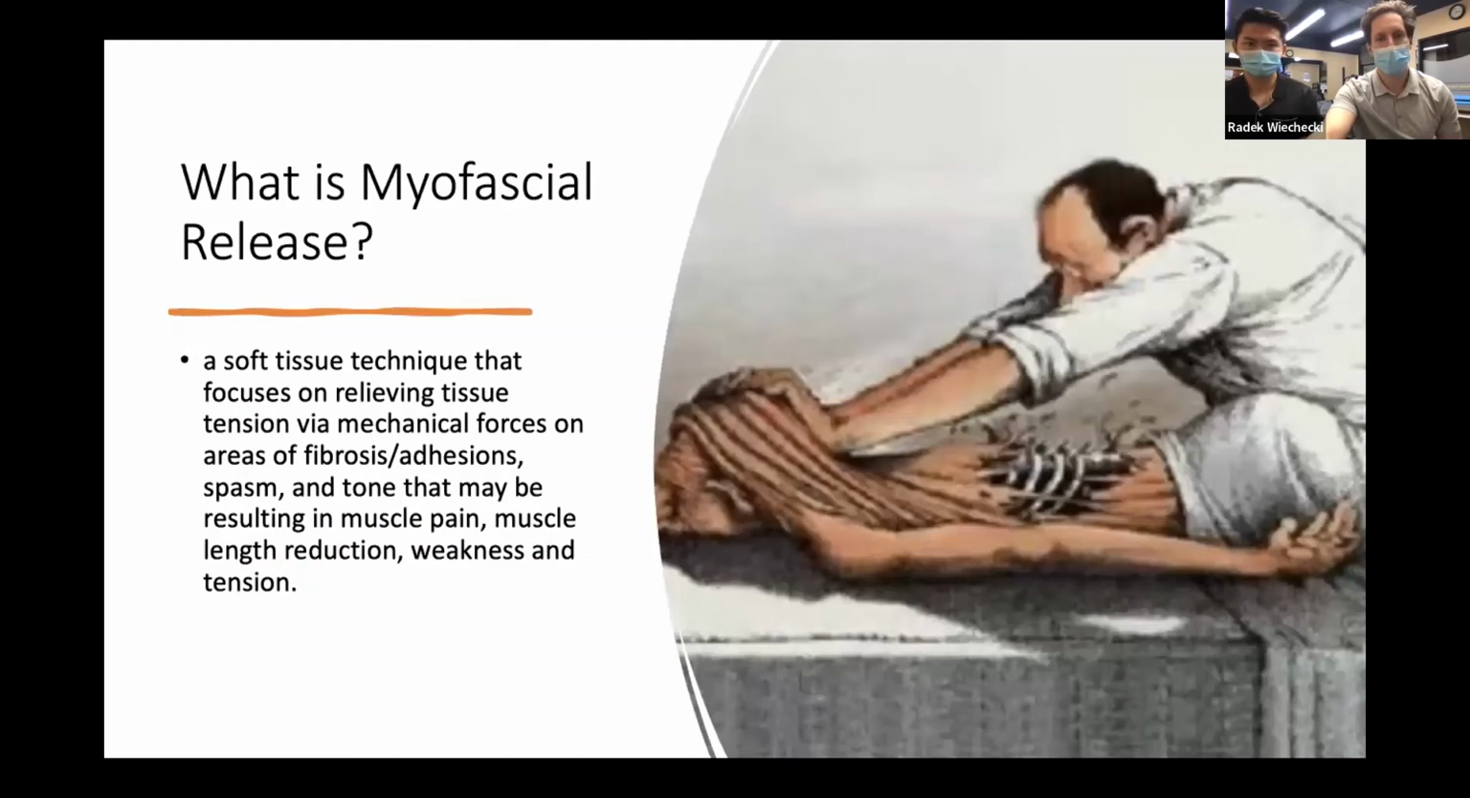So what is myofascial release? It's a technique that focuses on relieving tissue tension using force over areas of fibrosis or adhesions or spasm or tone that's resulting in muscle pain, length reduction, and weakness or tension. So that's pretty much kind of what we're doing either in clinic, in massage, in physio, or you're doing at home with your roller or myofascial tool, lacrosse ball sometimes.